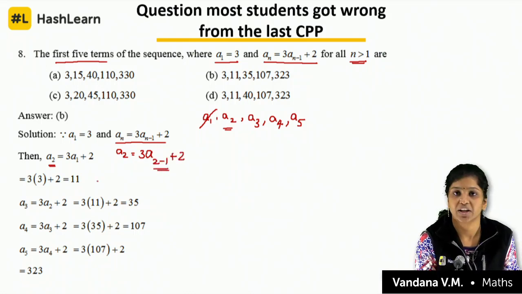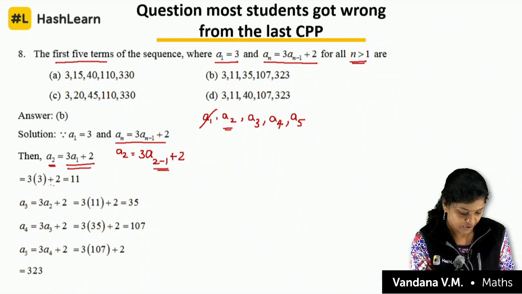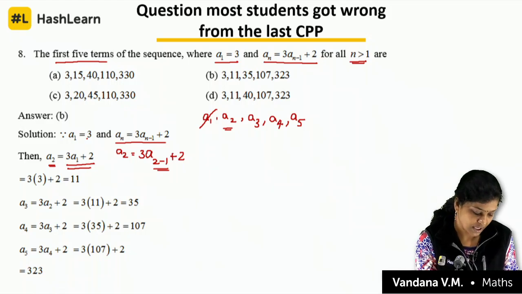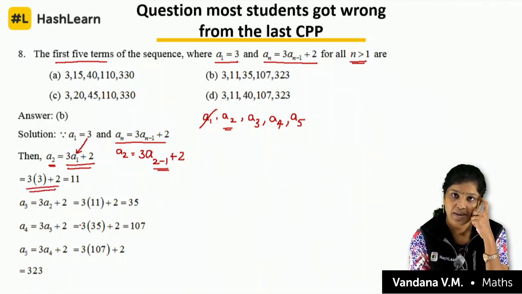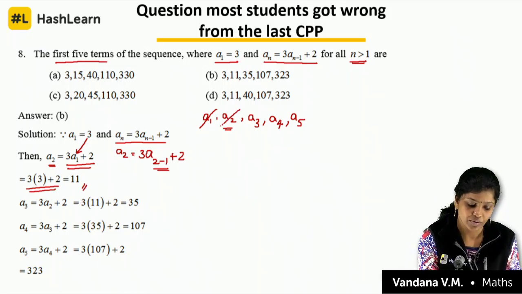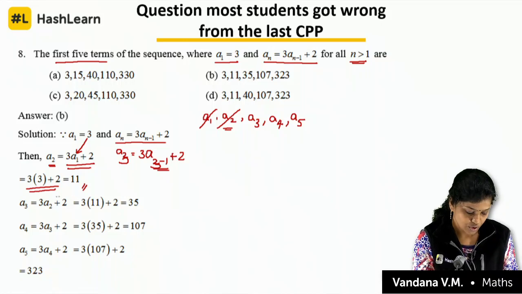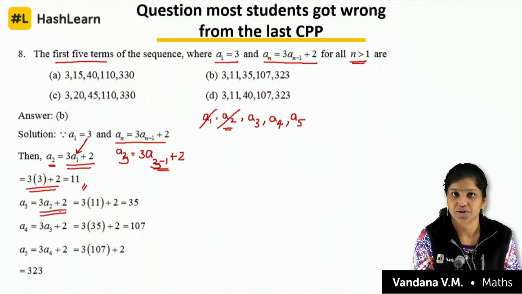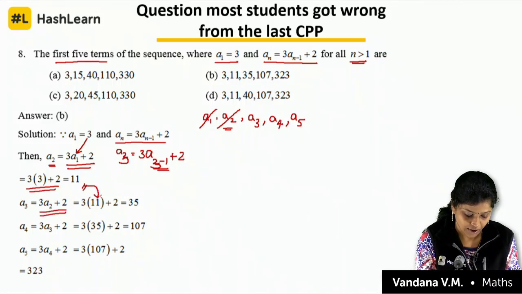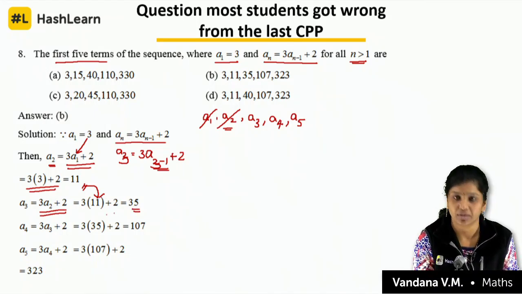2 minus 1 will give you 1. So 3A1 plus 2. What is the A1 value? That value you write here. So what it becomes? 3 into 3 plus 2 is equal to 11. In the same manner, now I know the second term. Now you put n value as 3. 3 minus 1 is 2. So 3A2 plus 2. A2 value, how much did I get? That value right here. 3 into 11 plus 2, I will get 35.